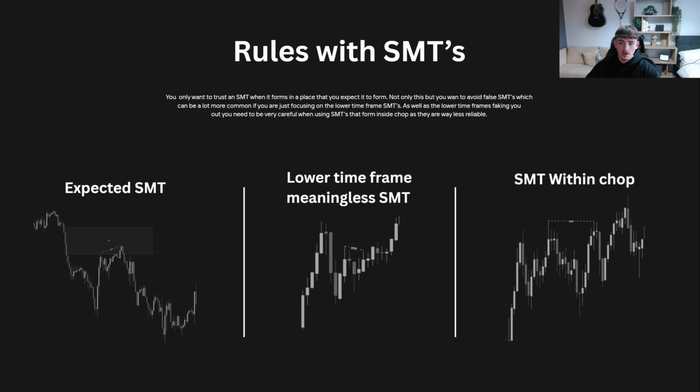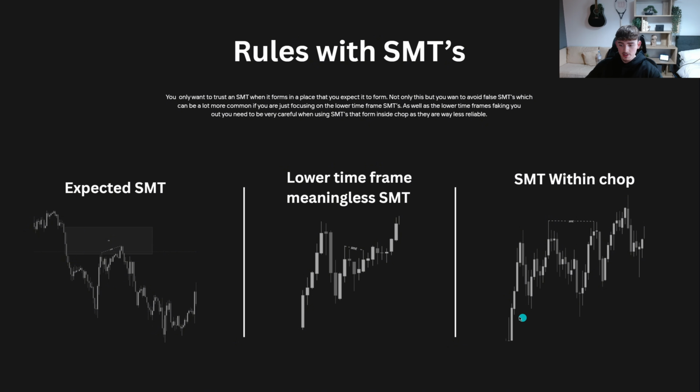As well as the lower time frames faking you out, you need to be very careful when using SMTs that form inside chop, as they are always less reliable. This is an SMT within chop, and this can be formed with a consolidation, so there's no real market direction, and this can just be literally an accidental SMT. That does just happen. So that's why you've got to be careful of taking SMTs that occur within chop. They need to make sense.